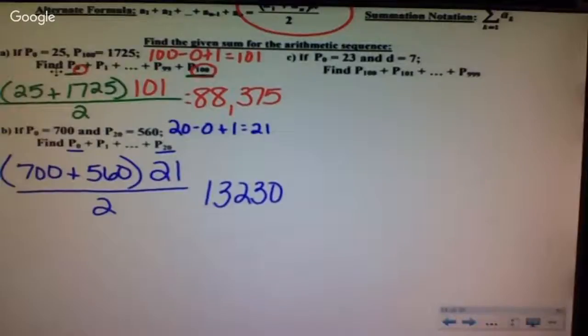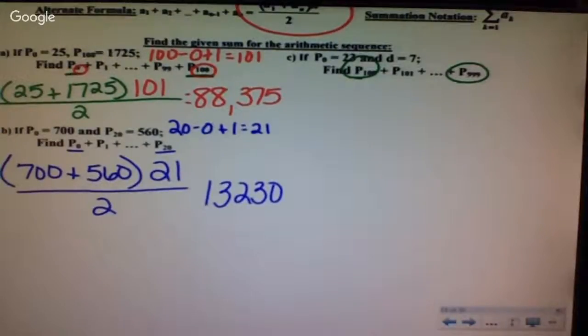Okay, so this time they want us to go from P sub 100 and add up all the numbers clear up to P sub 999. So what value is P sub 100? It's 23. Oh, we don't know that. So wait, we have to do what we did yesterday to find out, right? Yes. So we've got to do what we did yesterday to do this.